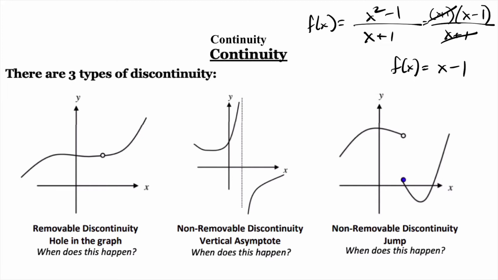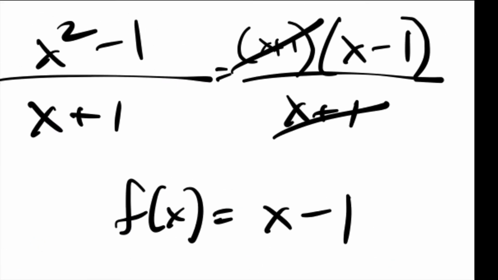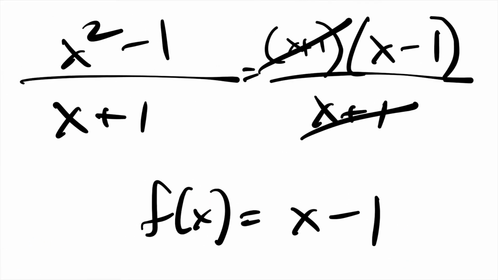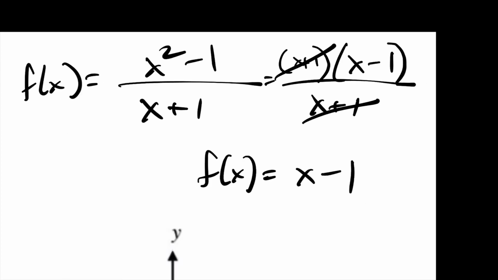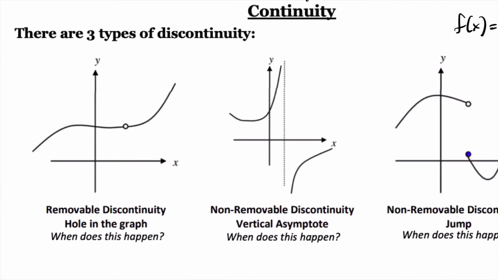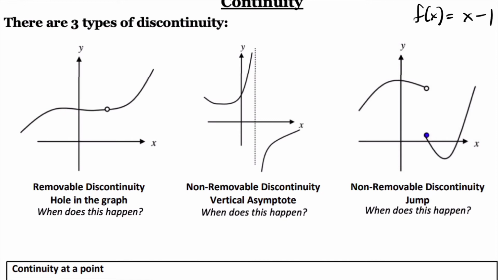But when we have something cancel out, we have a hole. The 0 of whatever canceled out is the hole. So the 0 for x plus 1 would be -1. So we said we had a hole at -1, right? Okay. That's when a hole happens. So at x equals -1, there would be a hole. Okay. That's called removable discontinuity.